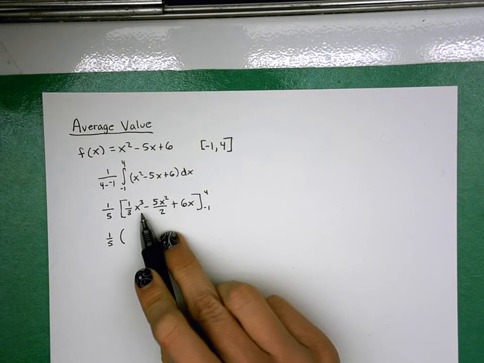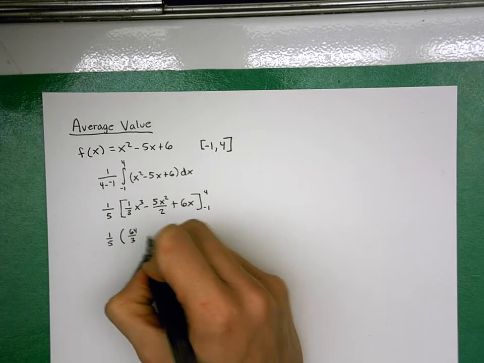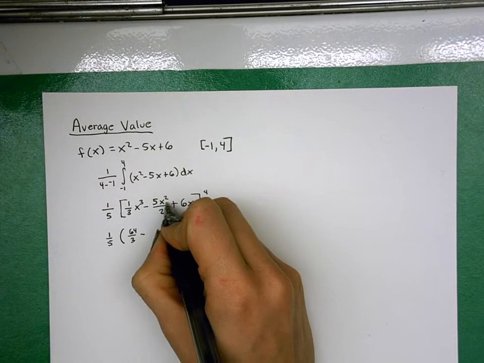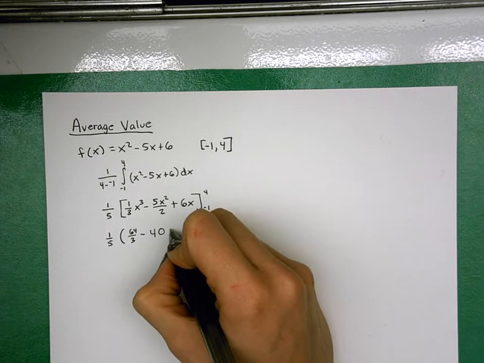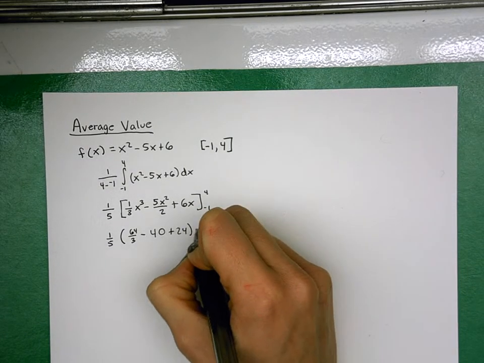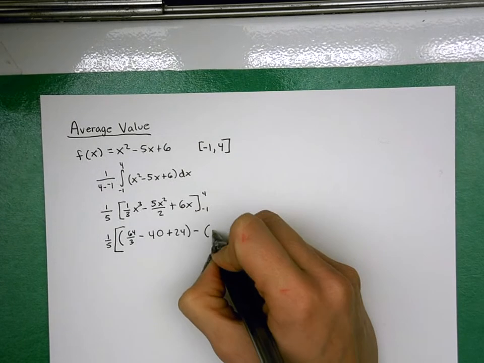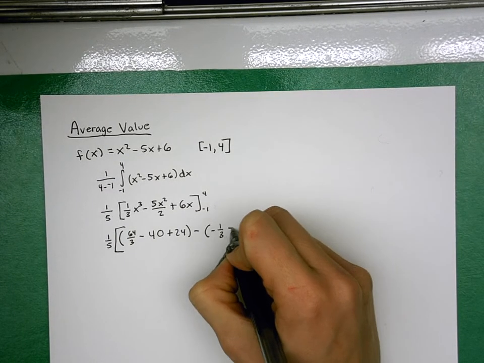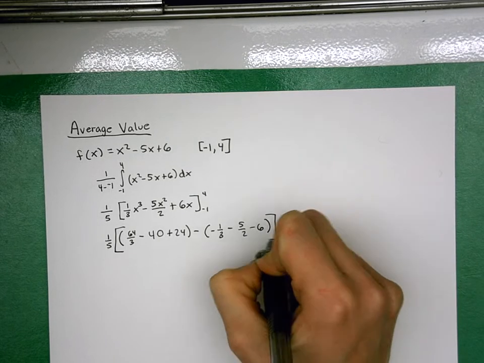So when I plug in 4, I get 64/3 minus 16 divided by 2 is 8, and 8 times 5 is 40. 6 times 4 is 24. Minus, plugging in my lower, we get -1/3 minus 5/2 minus 6.